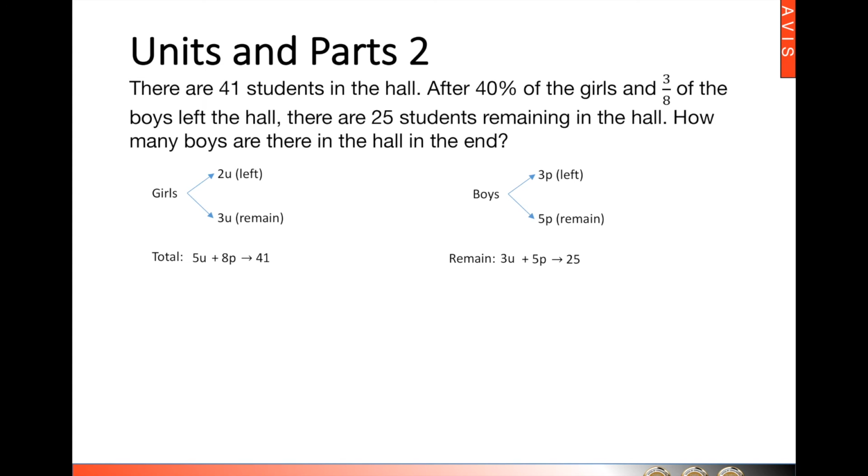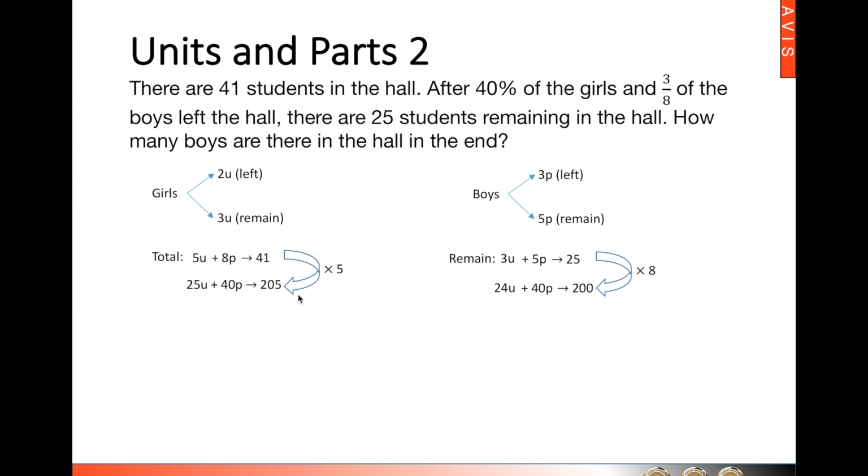Just like units and parts type 1, our aim is to make the parts the same. So we try to make these 8 parts and these 5 parts to be the same, which is 40 parts. So what do we have to do to the total? We have to multiply by 5, which will then make the 5 units become 25 units and the 41 become 205. For the remaining, to get 40 parts, we will then have to multiply by 8, which will make the 3 units become 24 units and the 25 become 200.